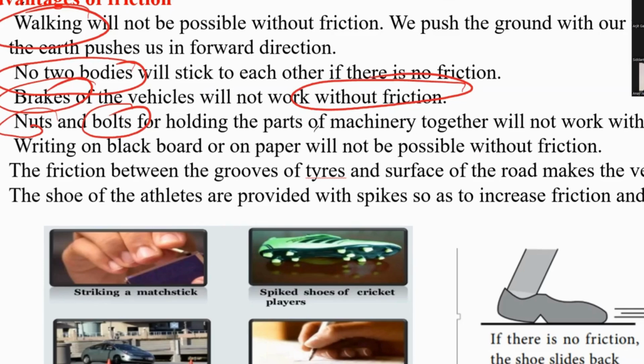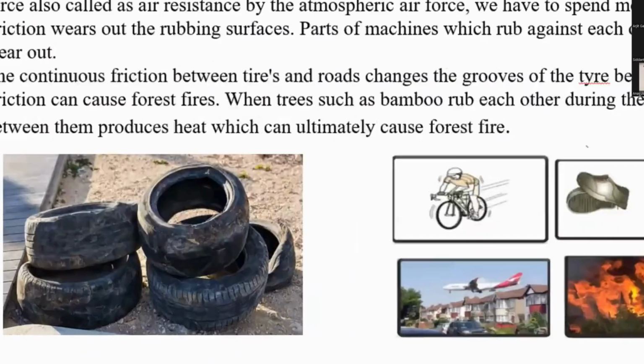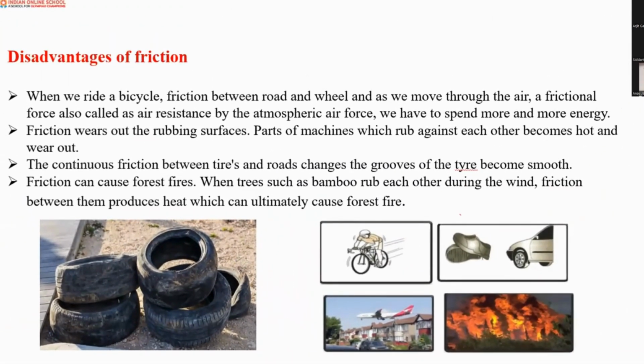Okay. Now there are some disadvantages also. Have you seen the tires here? Can you see the condition of the tires? The tires are torn everywhere, right? Why? This is because of the frictional force. Constant friction damages the tire like this.